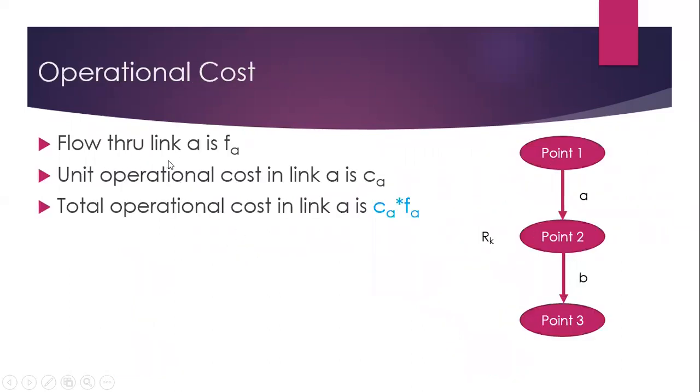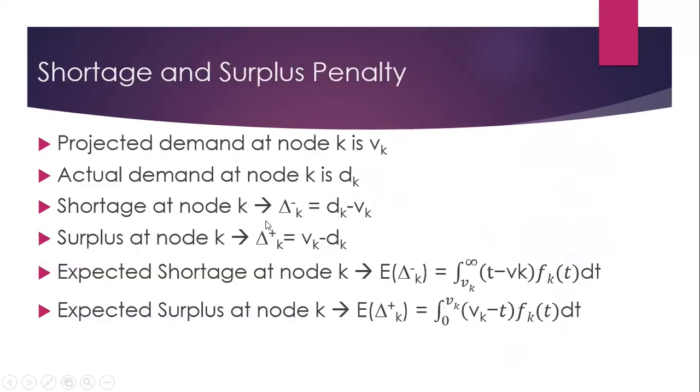So flow through link A is FA, and unit operational cost in link A is CA. So the total operational cost in link A is CA multiplied by FA. So this is the operational cost.